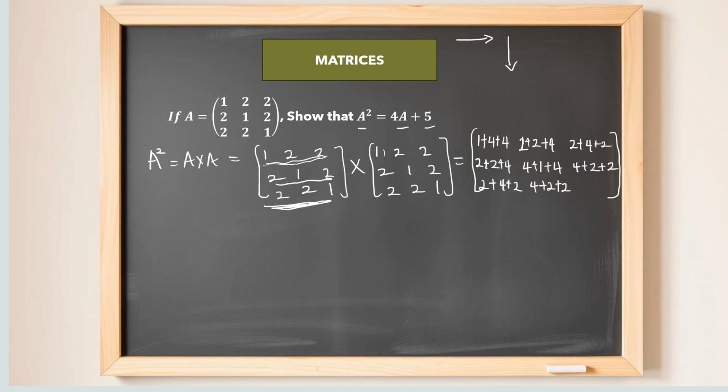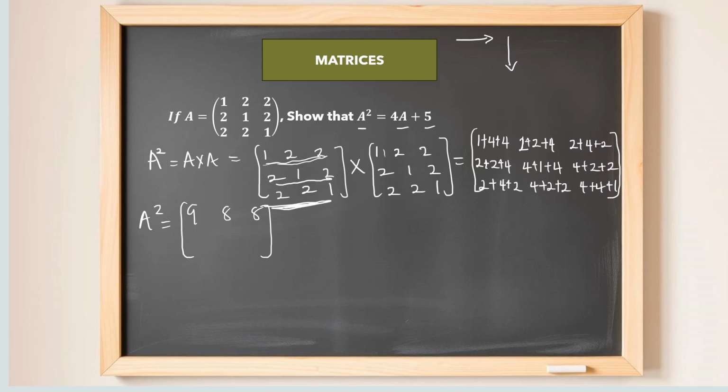And for the last one, I'm going to have 2 multiplied by 2, 4, 2 multiplied by 2 is 4, and 1 multiplied by 1 is 1. So here I can say that my A squared is going to be 1 plus 4 plus 4, which is 9. 2 plus 2 plus 4 is going to be 8. 2 plus 4 plus 2 is going to be 8.